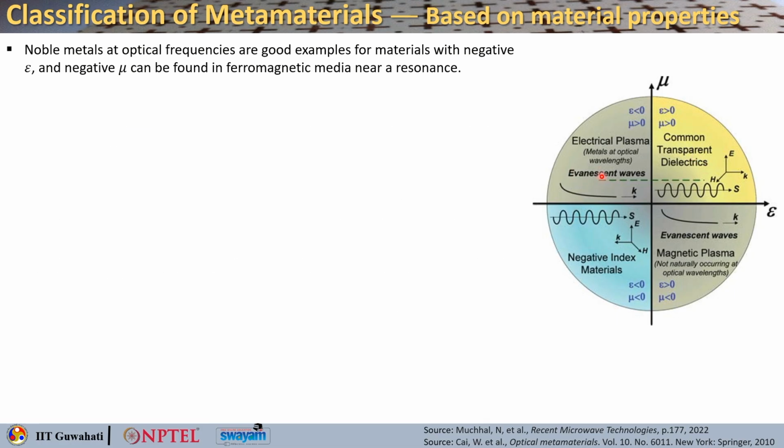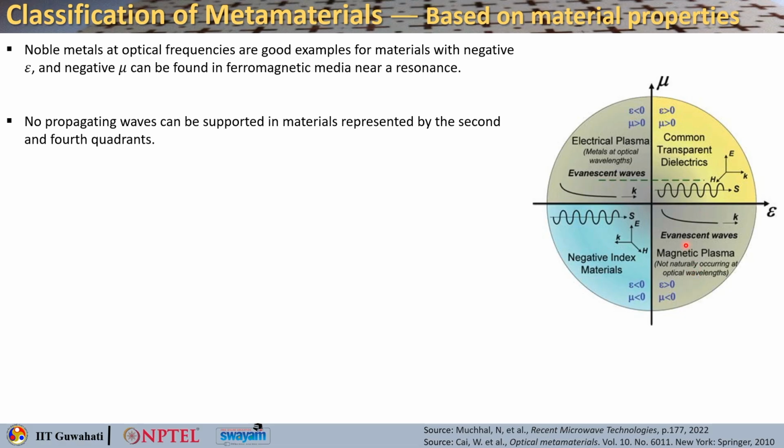The conventional dielectric material typically falls in the first quadrant, where both epsilon r and mu r are positive, and we have seen that noble metals like gold, silver, aluminum at optical frequencies are good examples of materials with negative permittivity. They are basically here, and the ones with negative mu can be found in the ferromagnetic medium near resonance, but there is nothing in this particular regime.